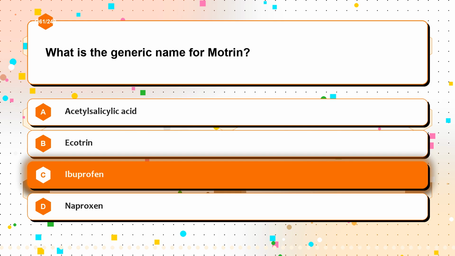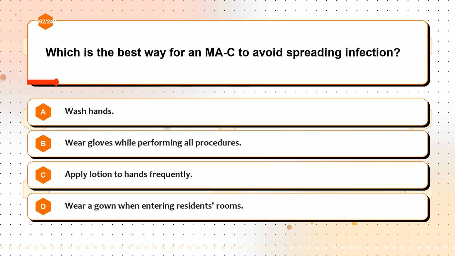The correct answer is option C, ibuprofen. Question 62. Which is the best way for an MACE to avoid spreading infection? Here are the options. Option A, wash hands. Option B, wear gloves while performing all procedures. Option C, apply lotion to hands frequently. Option D, wear a gown when entering residence rooms.